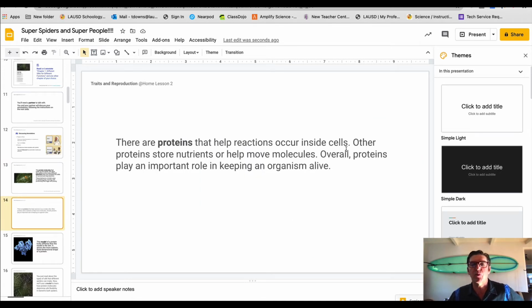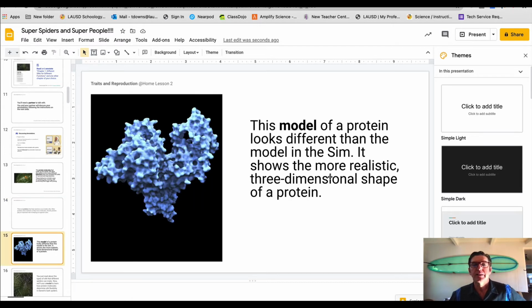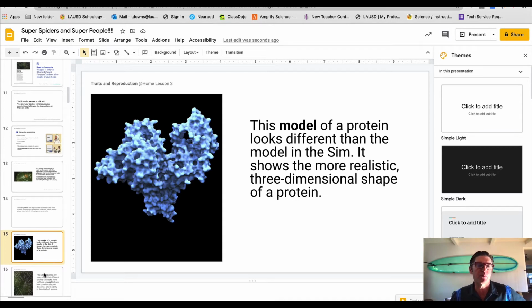There are proteins that help reactions occur inside cells. Other proteins store nutrients to help move molecules. Overall, proteins play an important role in keeping an organism alive. This model of a protein looks different than the model in the sim. It shows the more realistic three-dimensional shape of a protein.